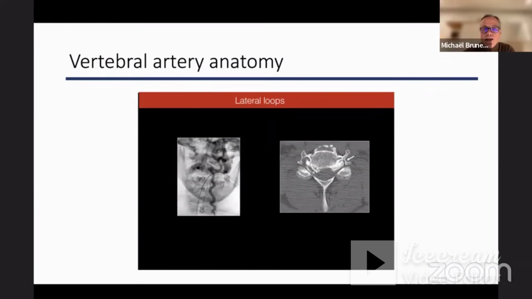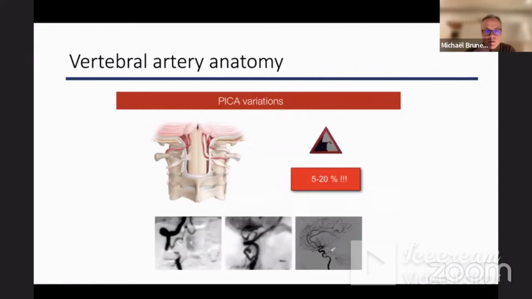You have also lateral loops. Those are of different types and mainly related to osteophytes, which are pushing the vertebral artery laterally. And in this situation, when the uncarthrosis grows into the foramen, it can even result in a spontaneous obstruction and occlusion of the vertebral artery. Those are the lateral loops that can be detected.